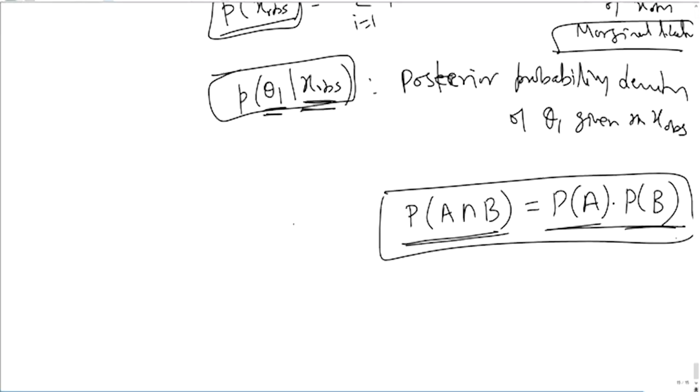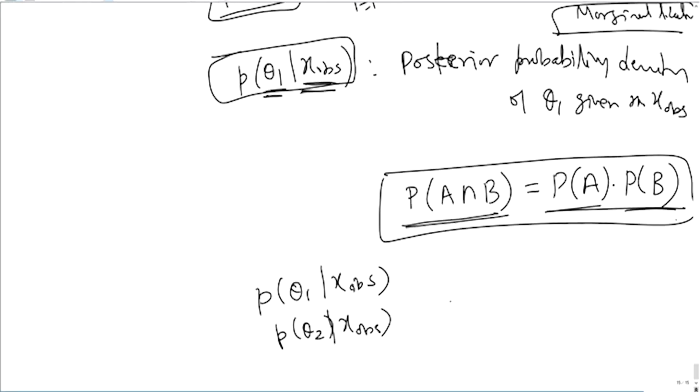Because you will get the same thing. So right now we have calculated this for x obs for theta 1, right? You will also calculate the same thing for theta 2, right? You will also calculate the same thing for theta 3, same thing for theta 4, same thing for theta 5.